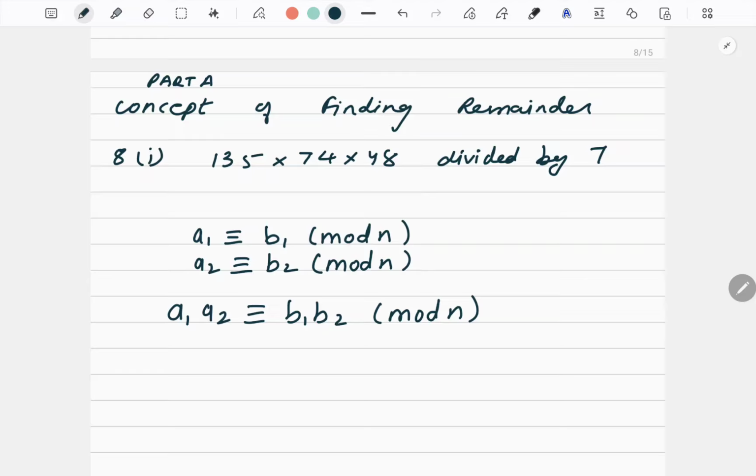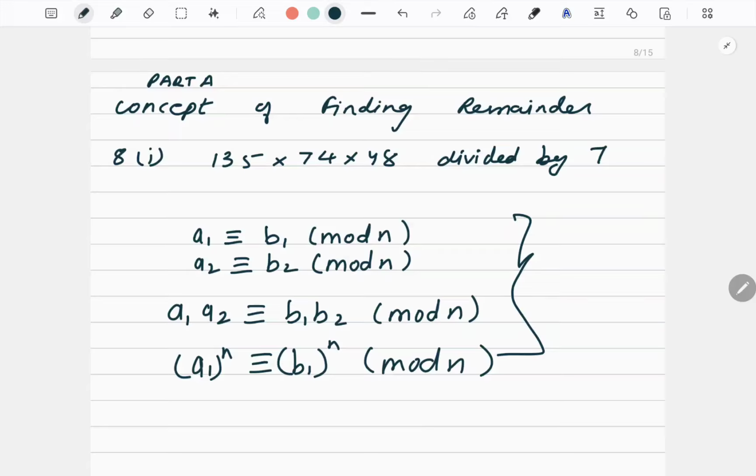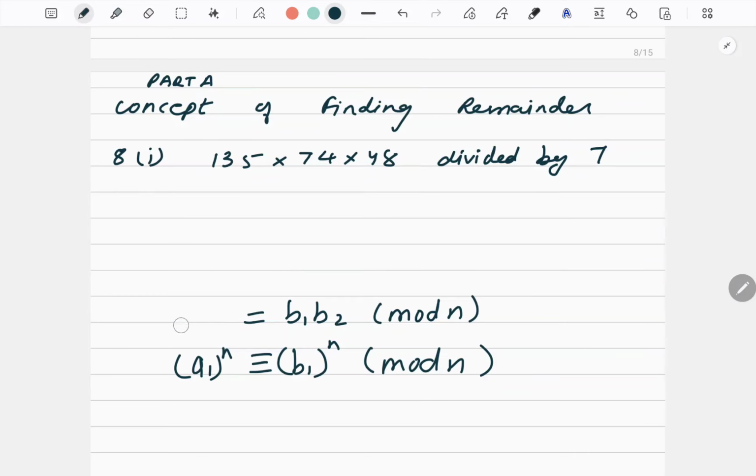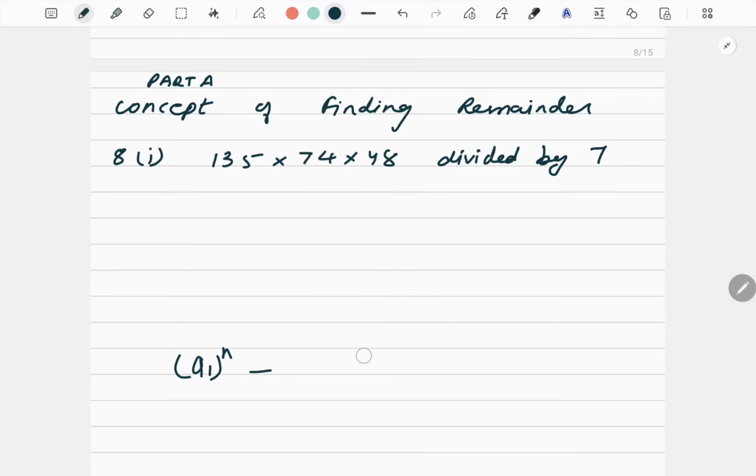Same way, I can also raise it to the power: A1 to the power n congruent B1 to the power n mod n. That is also correct. That also I will be using. So I will be using this property now in the remaining questions. Okay, so let's start with the questions. Only two things you have to keep in mind: where the remainder sits in congruences, and this property. Now let us start with this.